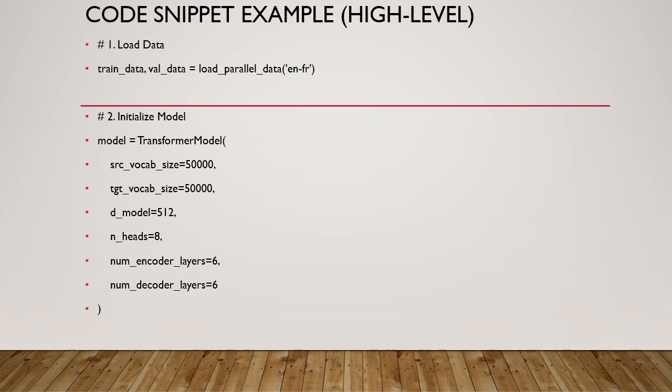Here the machine translation requires parallel data sets. And here is the Python code as a code snippet. The function load parallel data loads the bilingual sentence pairs, and these are used for the supervised learning of translation models.